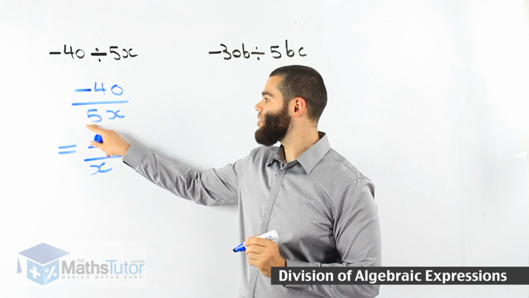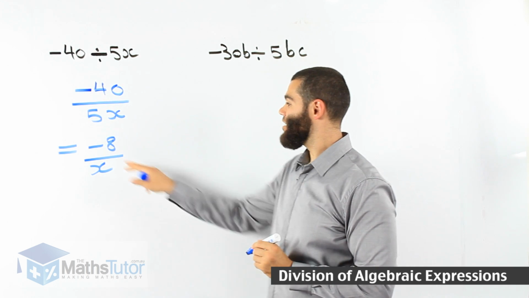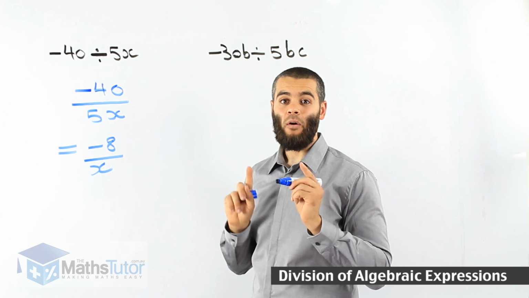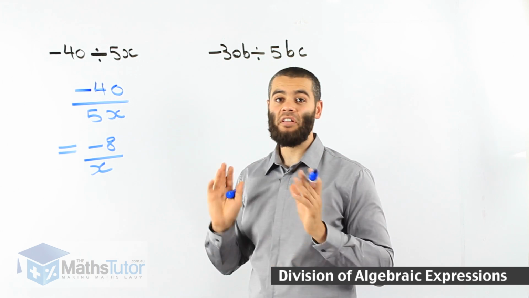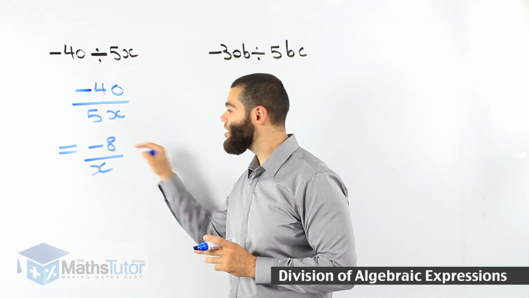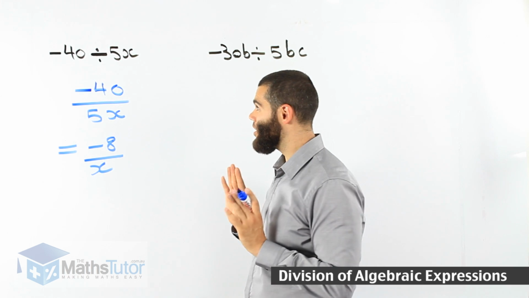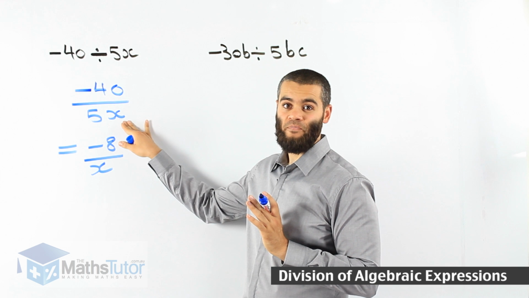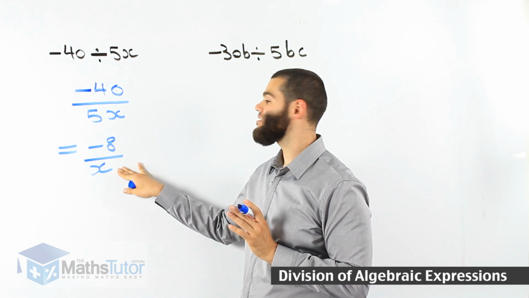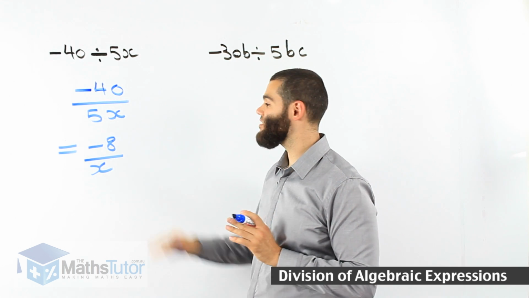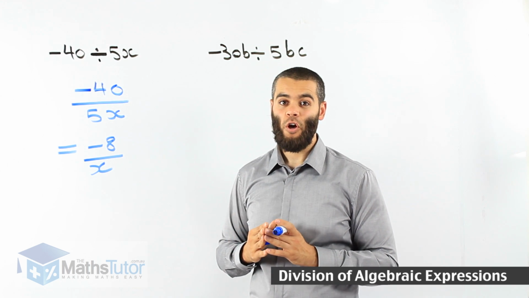Negative 40 divided by 5 is negative 8. Our x is in the denominator. I've seen students, they straight away put the x next to the negative 8. No, very important. What do you notice? It is in the denominator. So in our answer, it stays in the denominator. So our final answer is negative 8 over x.